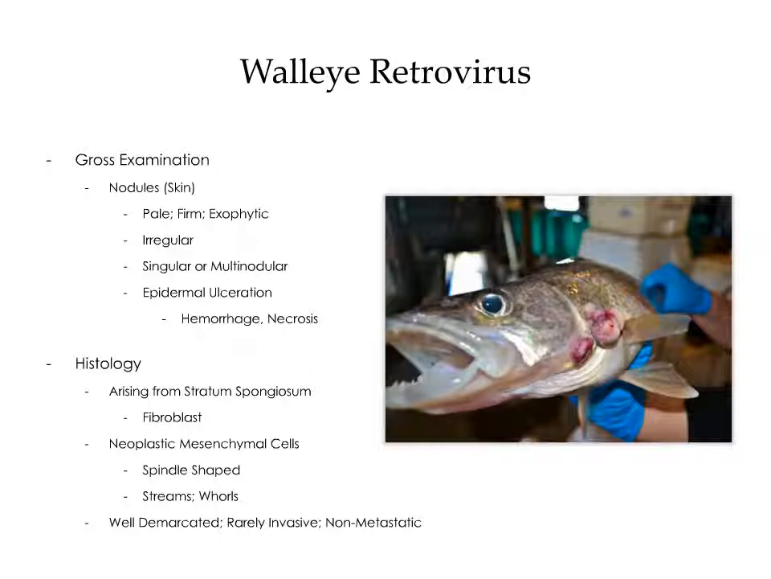Histologically, there's a sarcoma arising from the stratum spongiosum. The cell of origin is the dermal fibroblast. The mass is composed of neoplastic mesenchymal cells. These cells are spindle-shaped and arranged into streams and whorls. The mass is generally well demarcated. It's rarely invasive and non-metastatic.